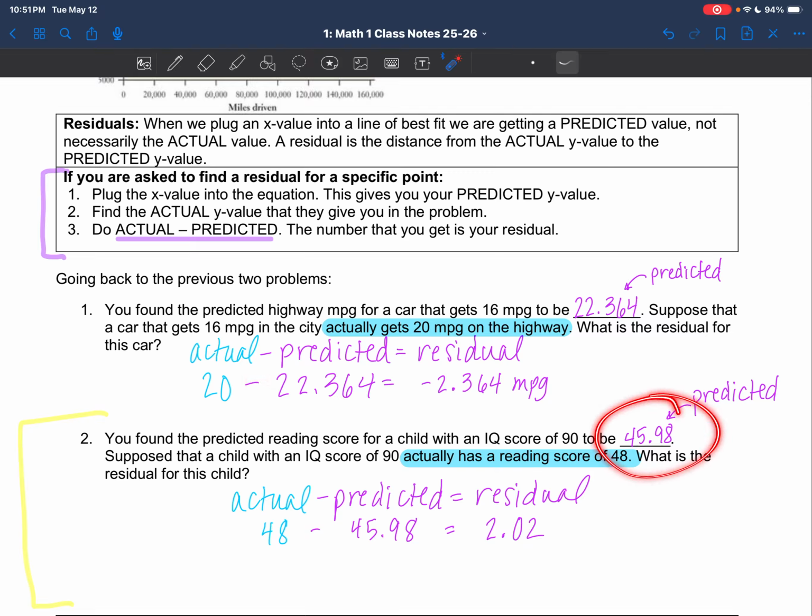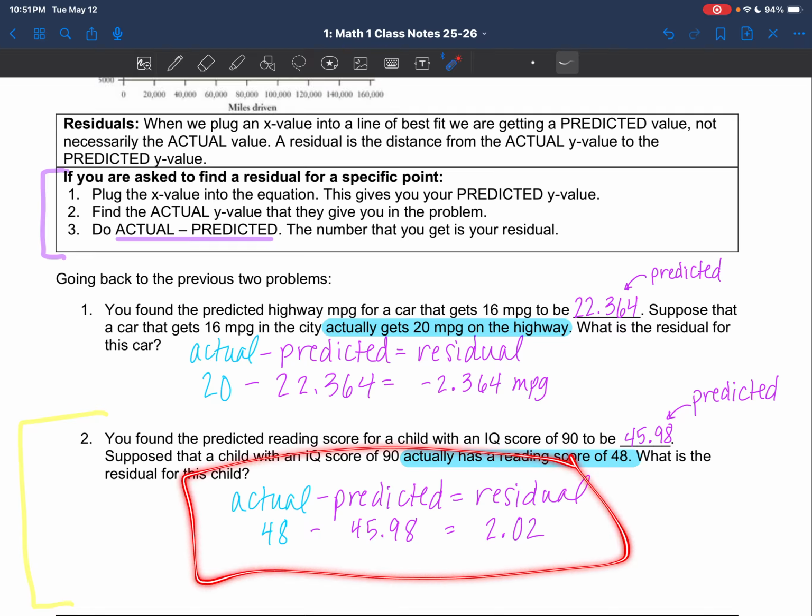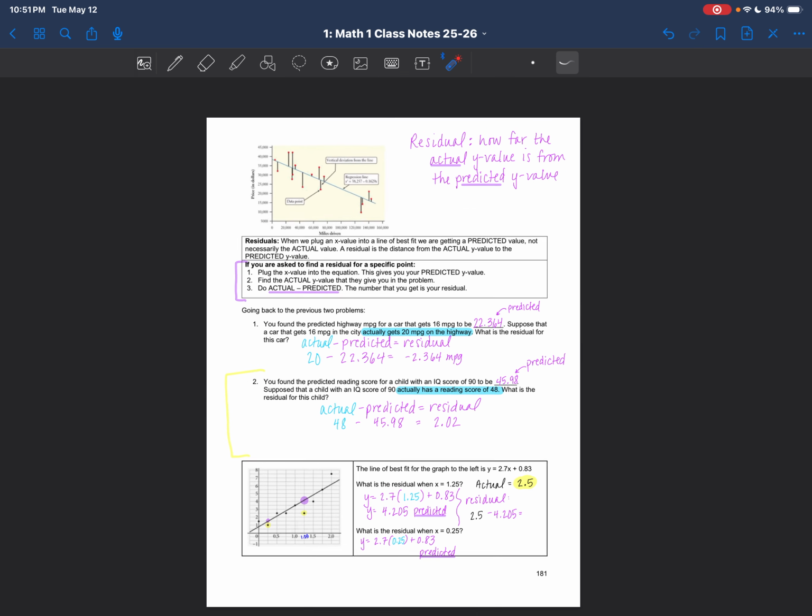So go ahead, for the next problem, you're going to use the 45.98 from the IQ score. You're going to do this, and if you did it correctly, you should have gotten 2.02 as your residual.